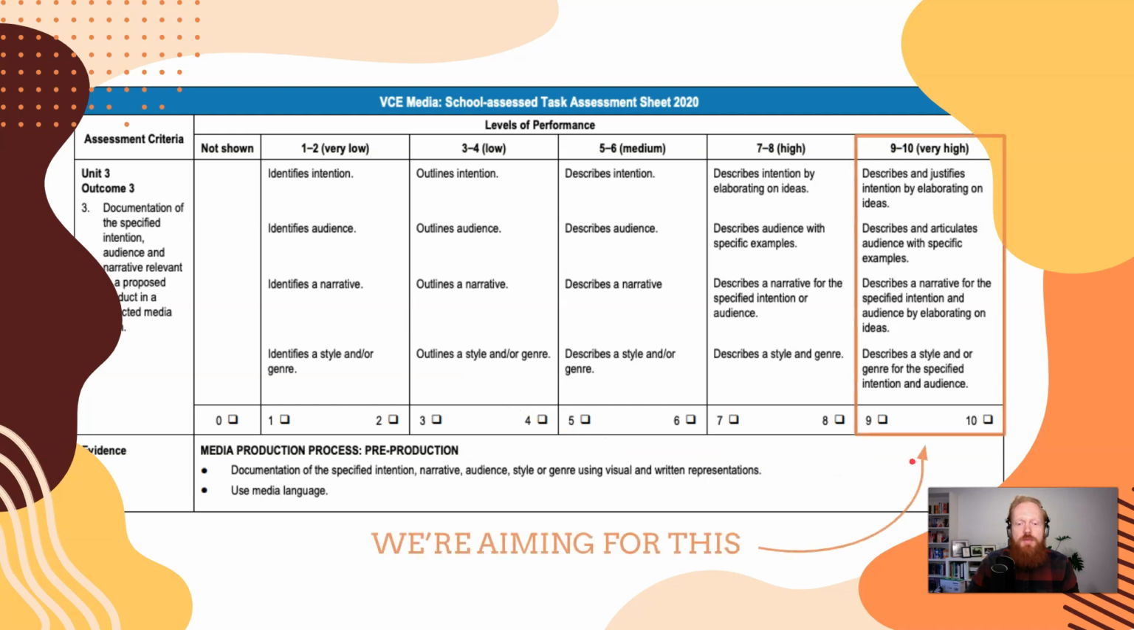And of course, we're going to be aiming for very highs here. So the difference between how you get a very high from a medium and a high, it is describing and elaborating on those ideas and making justifications. So explaining why you're making these choices. And as far as how do you justify your choices, it's always about how will this appeal to the audience. So making sure that you're especially elaborating on your ideas, that you're not just dot pointing. That's where we can get to a very high mark in this particular criteria.